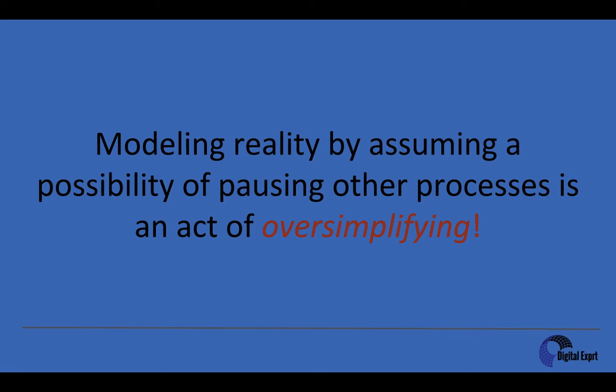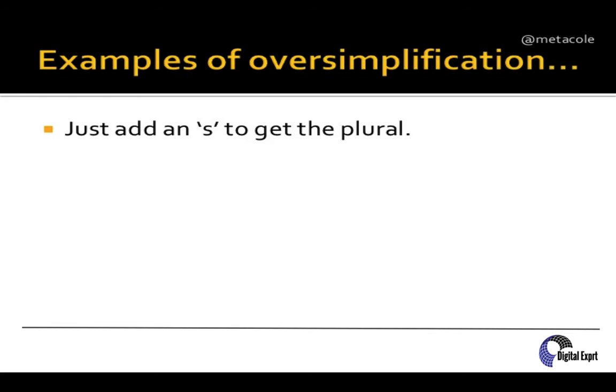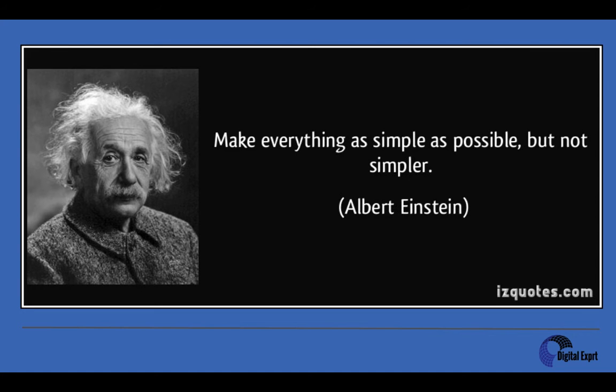And one example of oversimplification would be if somebody asks, in the English language, how can I make sure that I say the plural of some noun, and to claim that just adding an S to the end of the word gets you the plural is an oversimplification of the English language, because while many words do have S as a plural, many don't. And Albert Einstein also said that we should make everything as simple as possible, but not simpler. So again, he was warning against oversimplification.